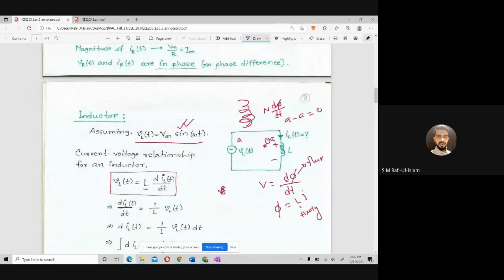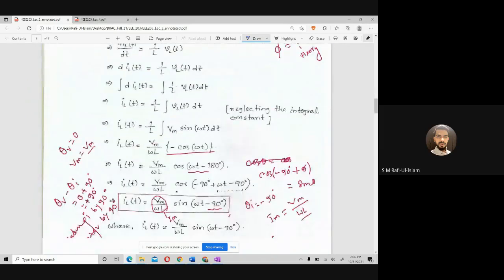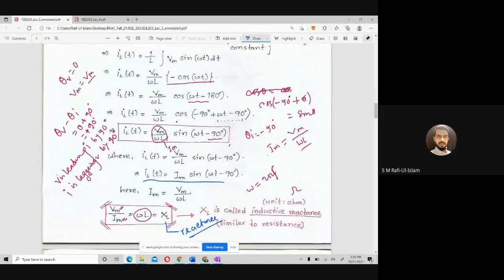So I have an inductor powered by an AC or sinusoidal voltage source, and for that case we have the same expression of current. The only thing is current lags the voltage by 90 degrees. And the ratio between the maximum voltage and the maximum current would be given by omega L.